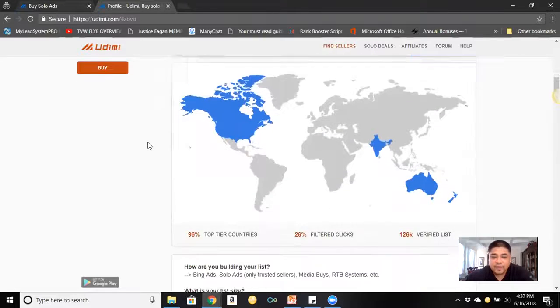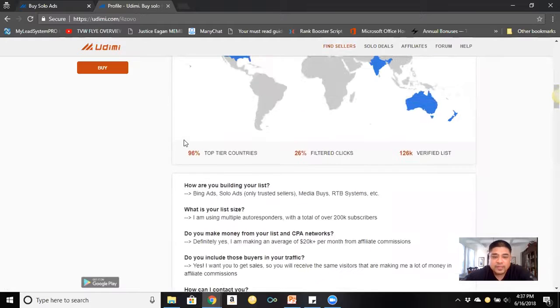Another way to choose a vendor is to look at these statistics right here. These statistics are very, very important. The top tier countries are considered your top 5 most English speaking countries. These are the United States, Canada, Australia. Here it says India, I don't know why, and New Zealand. But it's actually UK.